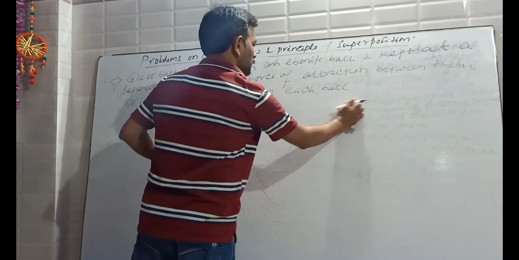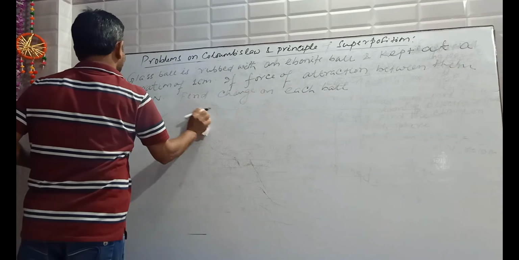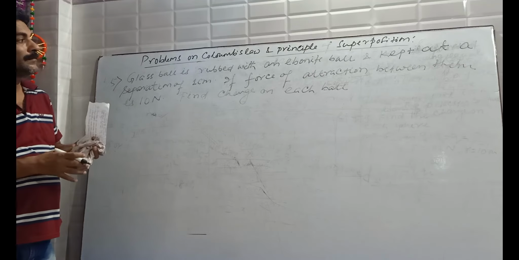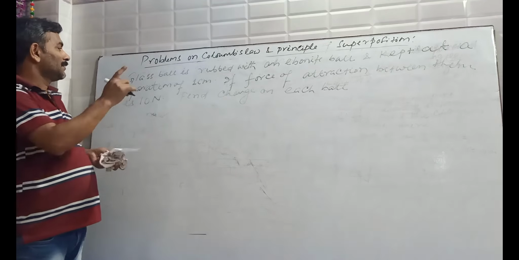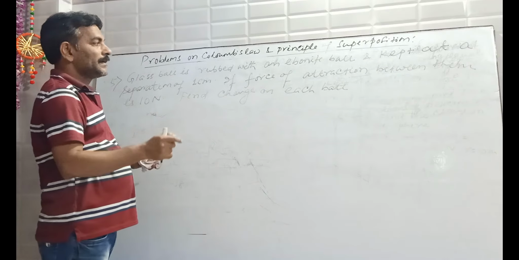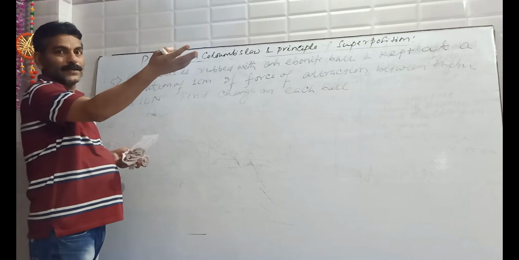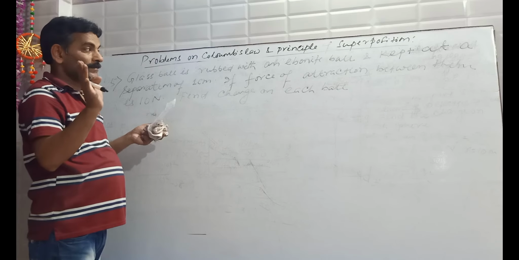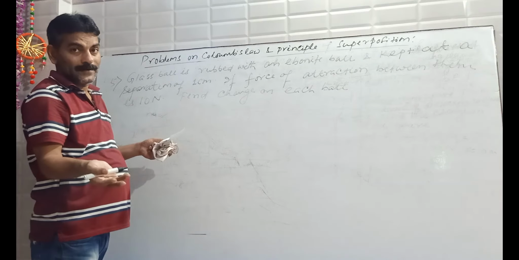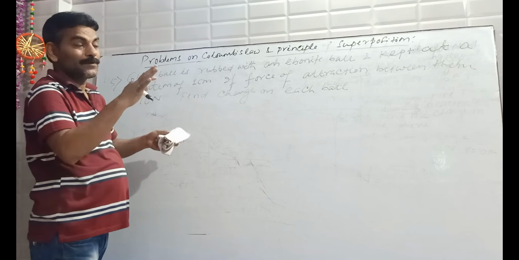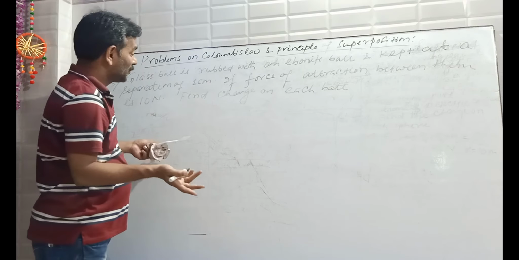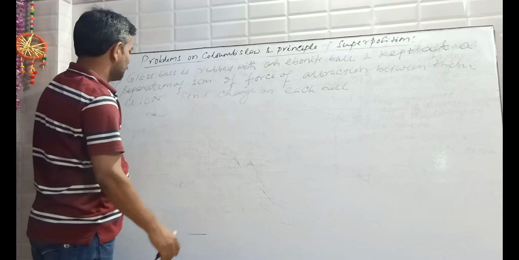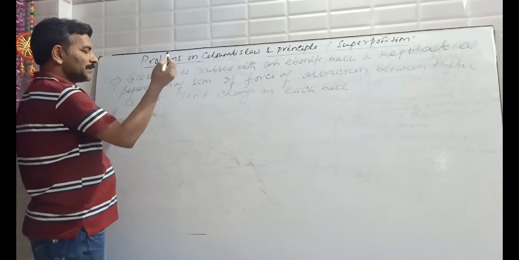It is a problem based upon friction. When glass is rubbed with ebonite, glass becomes positive, ebonite becomes negative. Equal and opposite charges are developed, so there must be attraction. So you find the charge on each ball.